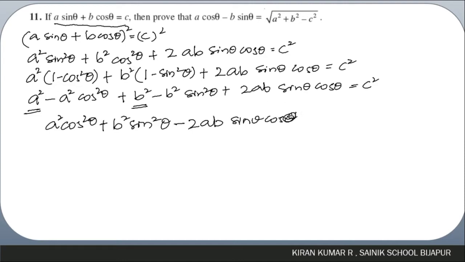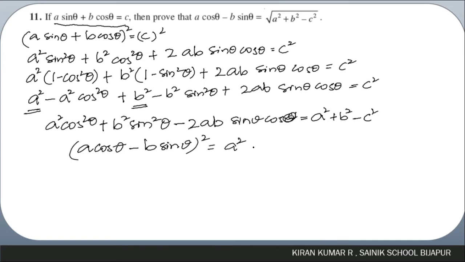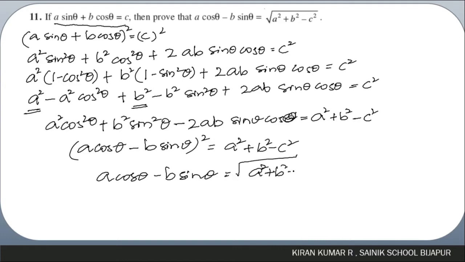Here on transposing we would get a square as negative, b square as negative, but when you multiply with minus 1, I'll get a square plus b square minus c square. Very important. Now you observe it is same like (a cos theta minus b sin theta) the whole square. This will be equal to a square plus b square minus c square. So a cos theta minus b sin theta will be equal to under root a square plus b square minus c square. This was supposed to be proved.